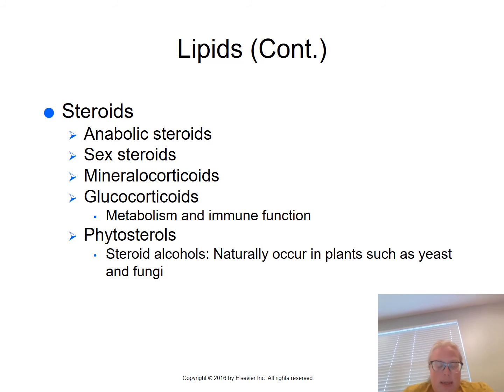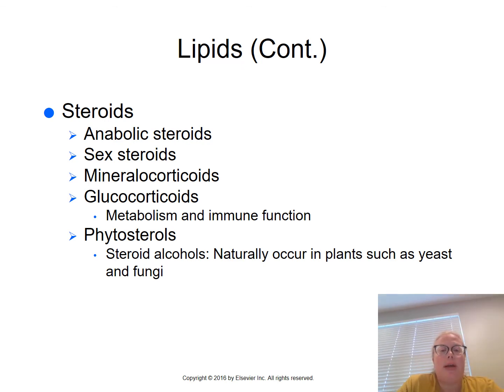Then there's sex steroids. They're responsible for the secondary sex characteristics of males and females. Then you have mineral corticoids. Mineral corticoids help maintain blood volume, electrolyte balance, and osmolarity by controlling the renal secretion of electrolytes. You have glucocorticoids. These are often prescribed to reduce inflammatory conditions. One common glucocorticosteroid is prednisone, and I'm sure most of you have heard of prednisone and or taken prednisone and or administered prednisone throughout your nursing career.